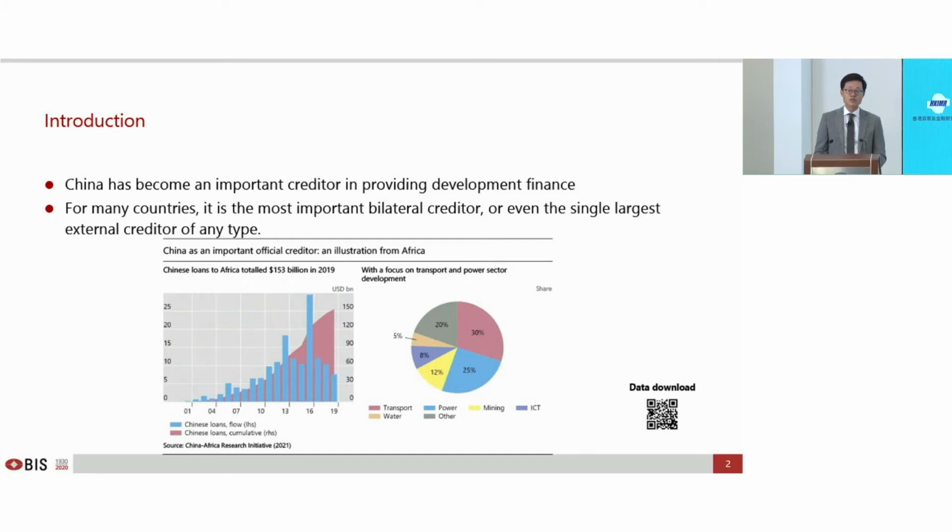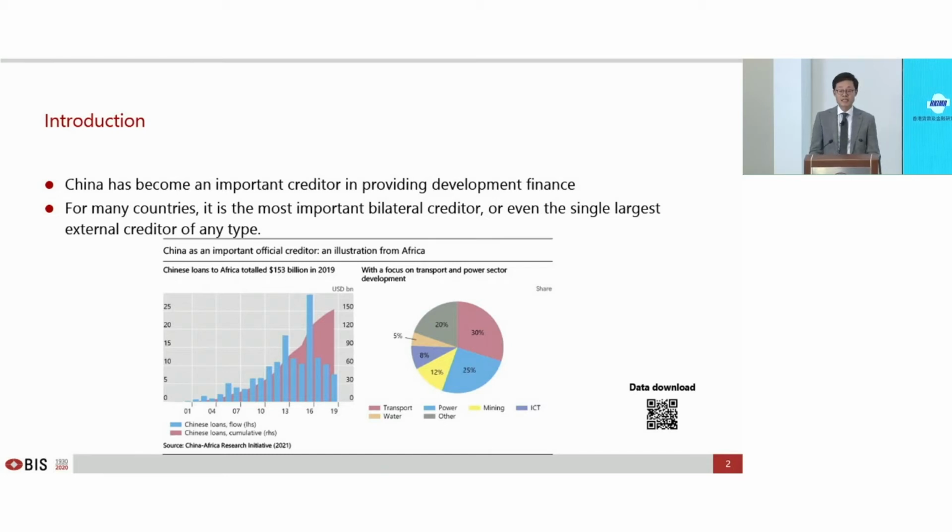As I mentioned, China has become a very important creditor in providing development finance. In many countries, China is the most important bilateral creditor, and in some cases, even the single largest external creditor of any type, compared with other official lenders or even private lenders. Here, I provide a chart to illustrate China's role as an official creditor in Africa. Data come from the China Africa Research Initiative hosted by Johns Hopkins University, and you can download the data using the QR code provided on the slide.